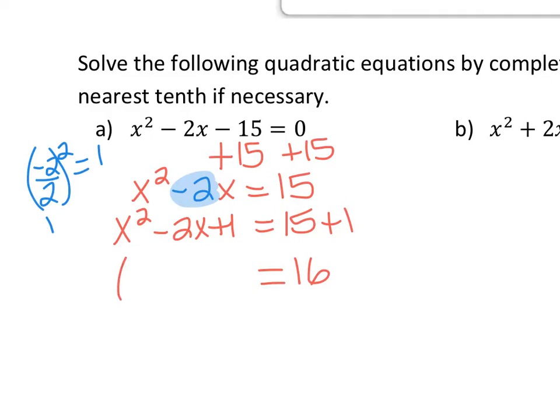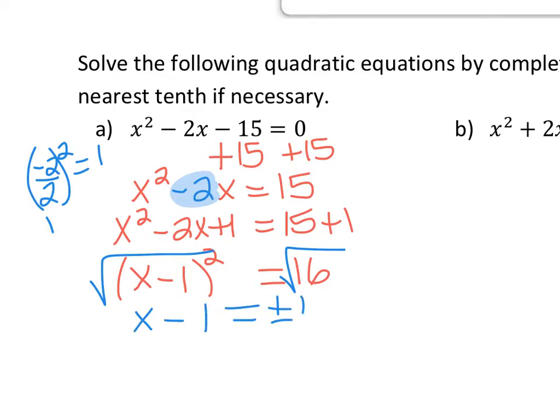And what happens here is I wind up with (x minus 1) squared. I got that from over here: when I divided negative 2 by 2, I got negative 1, and that's what goes in here. If you were to expand this, FOIL it, you would get x squared minus 2x plus 1. From here, solving is quite simple. We're going to square root both sides. I am left with x minus 1 equals, remember, a square root can either be positive or negative, so I have plus or minus 4.